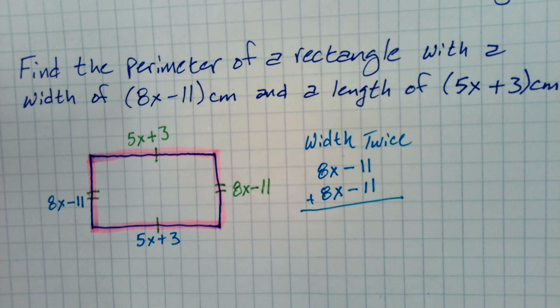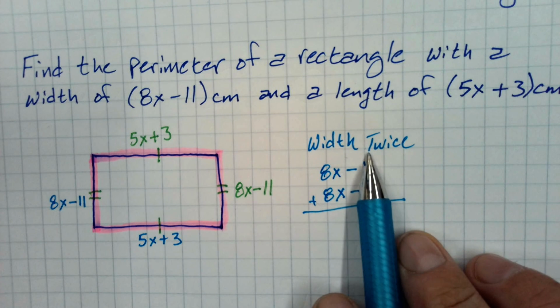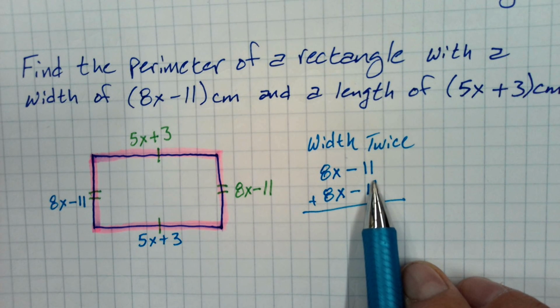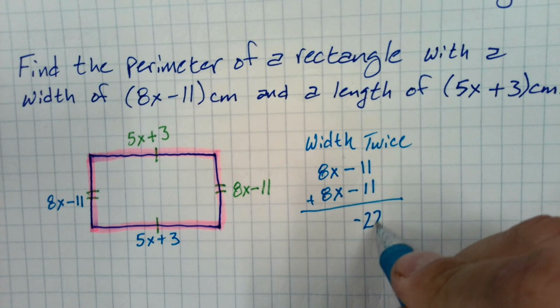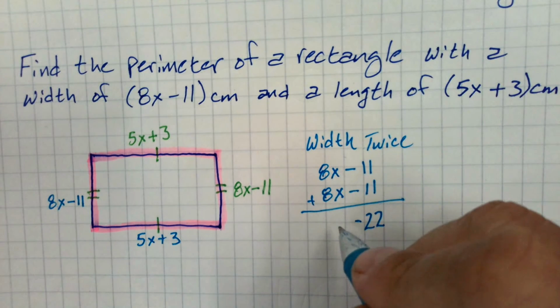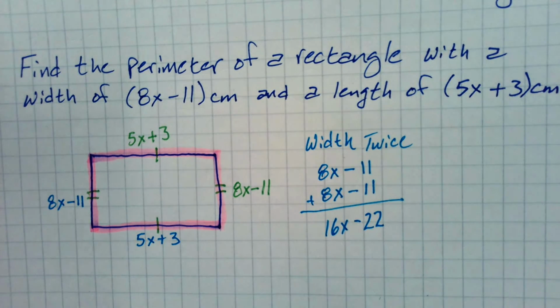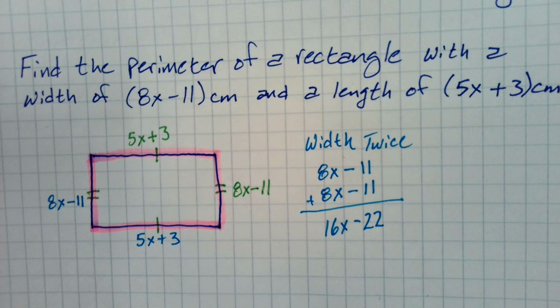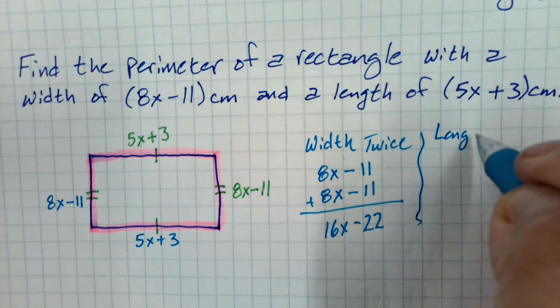Let's add it up. Can I add it up this way, maybe? What do you think? Couldn't I add negative 11 and negative 11? How much is that? Negative 22. How about if I add up 8x and 8x? How much is that? 16x. So both widths turned out to be 16x minus 22. That's both of these. Let's do the same thing with the length twice.